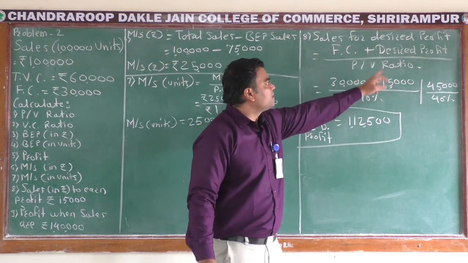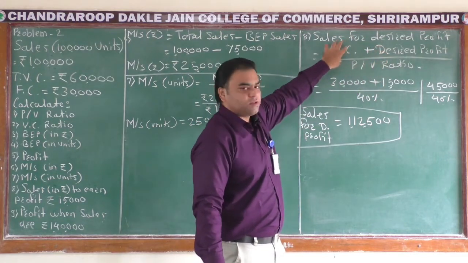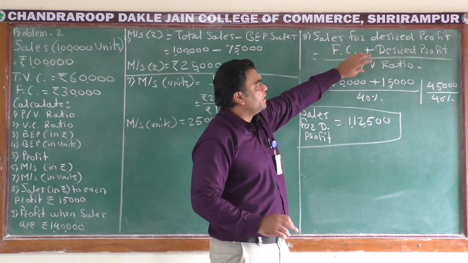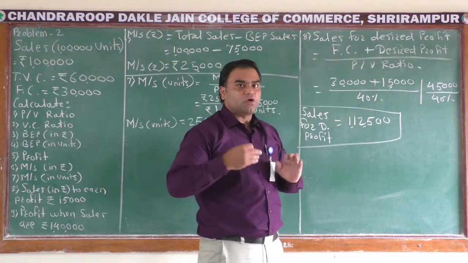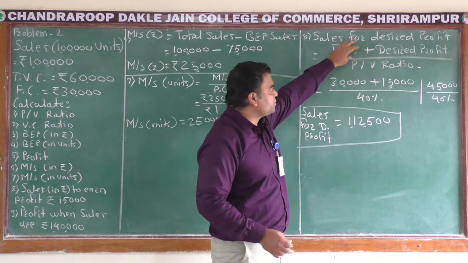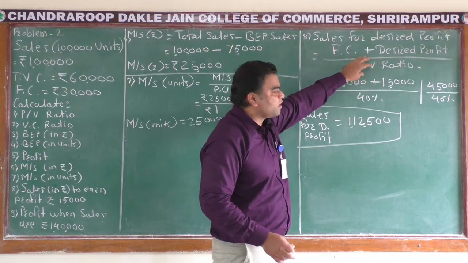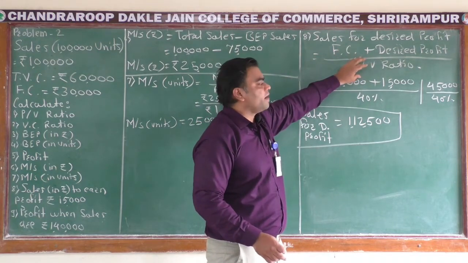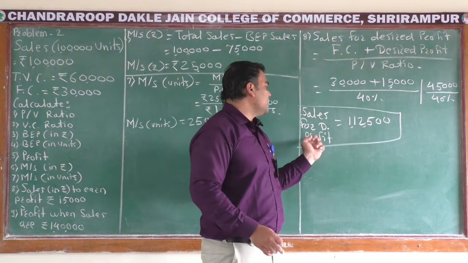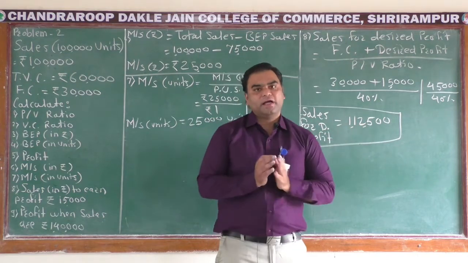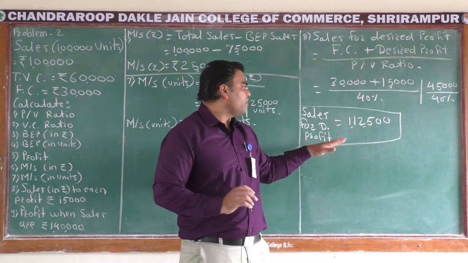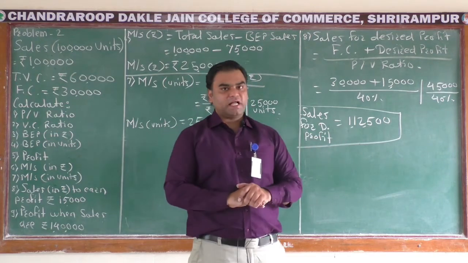Fixed cost plus desired profit is equal to contribution. Fixed cost plus profit is equal to contribution, divided by PV ratio, meaning contribution ratio. So contribution upon contribution ratio is equal to sales. So contribution divided by contribution ratio is equal to sales for desired profit, 1,12,500. So in that way we have calculated sales for desired profit.